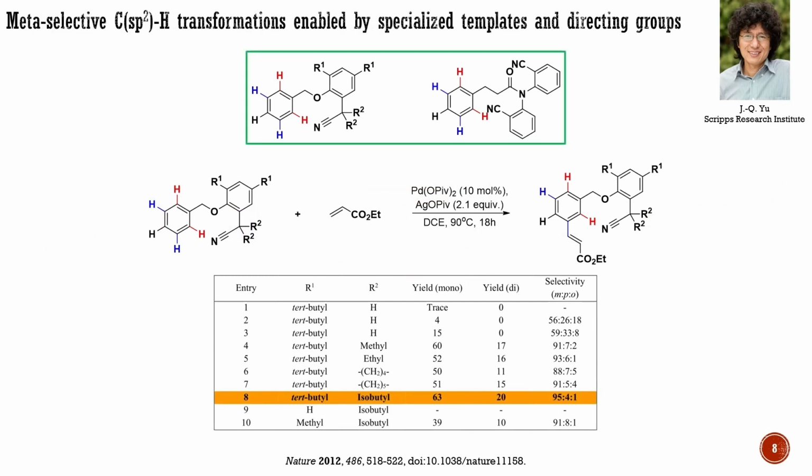They have developed two directing groups, both suitable for palladium-catalyzed meta-CH olefination. A short optimization was required for this directing group, eventually indicating that the best meta-selectivity can be achieved when R1 and R2 are isobutyl and tert-butyl groups, respectively.